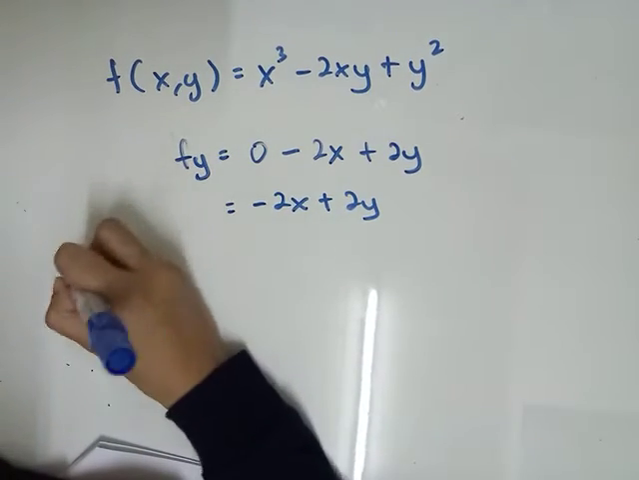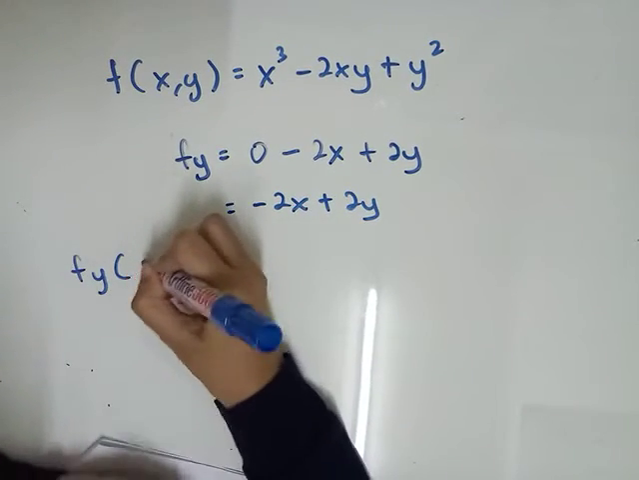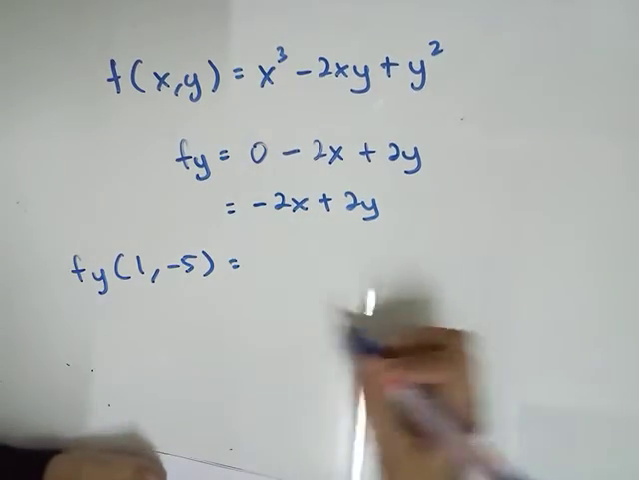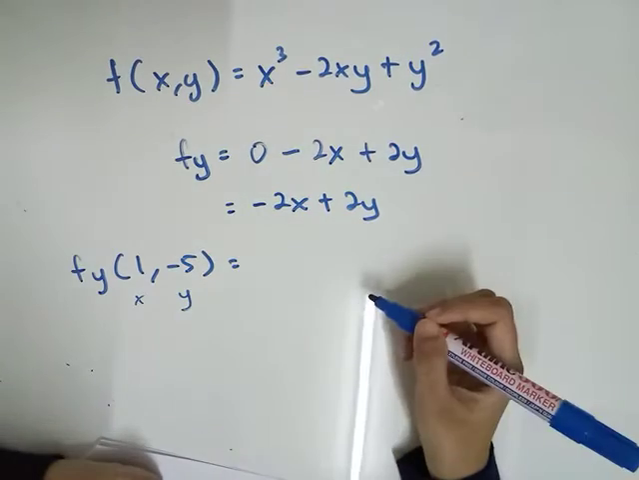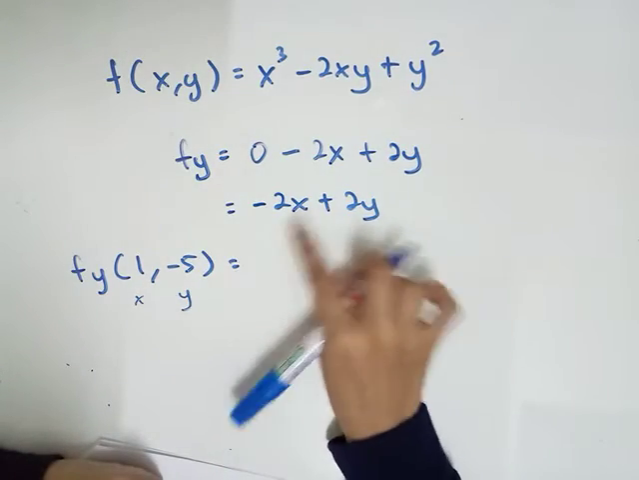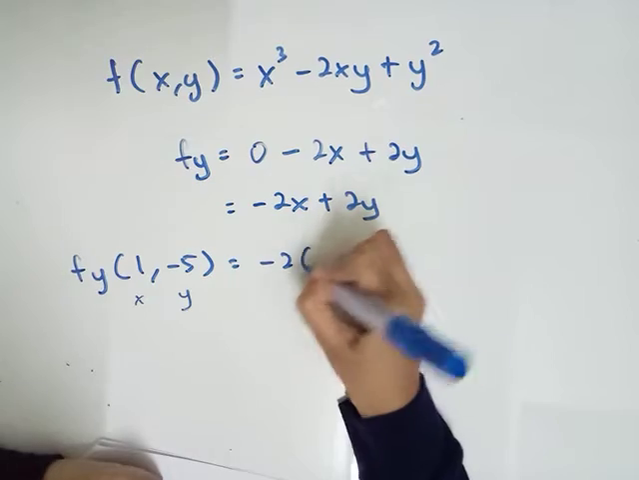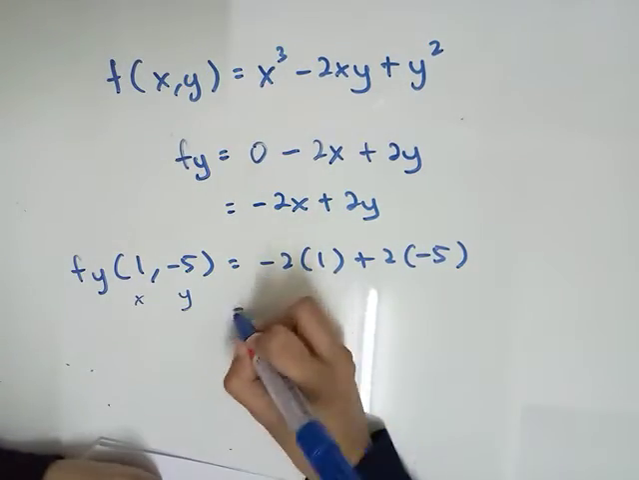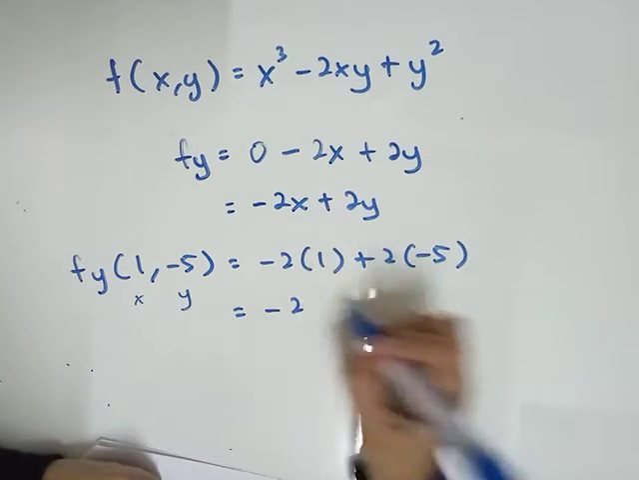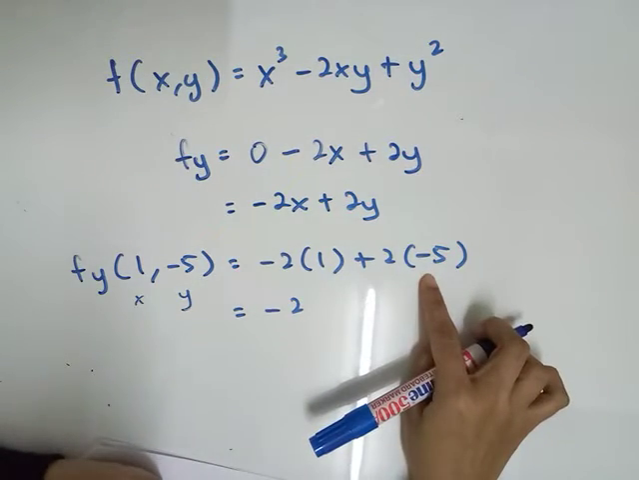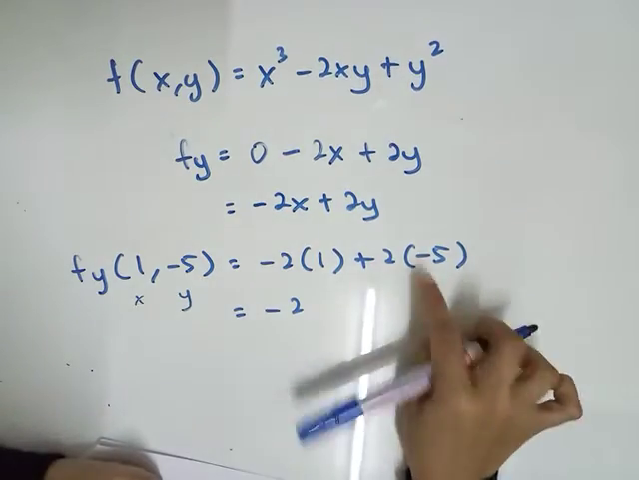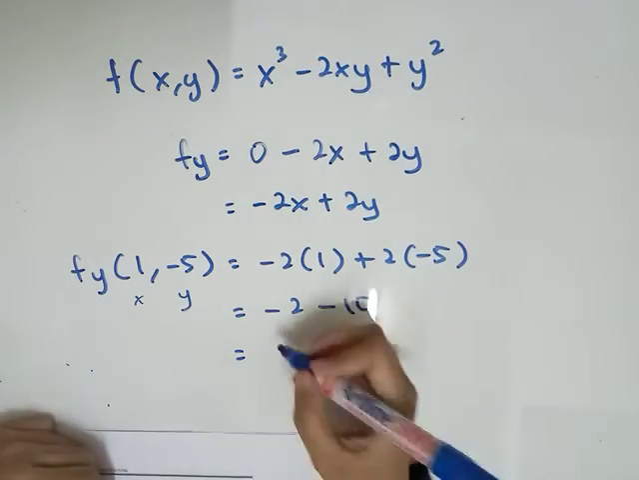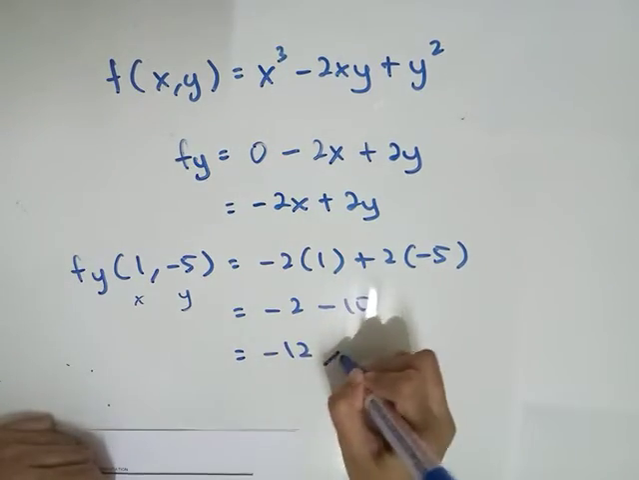Then we need to find the partial derivative with respect to y at the point (1, -5). So this is the value of x, this is the value of y. Then substitute into this equation. So -2, x is 1, plus 2, y is -5. Then we need to solve. 2 times 5, we get 10. So positive, negative, it is negative. So -2 minus 10, we get -12. So this is the answer.